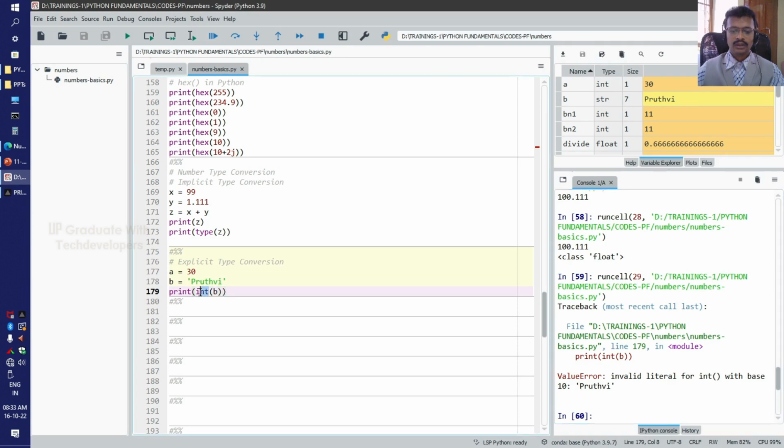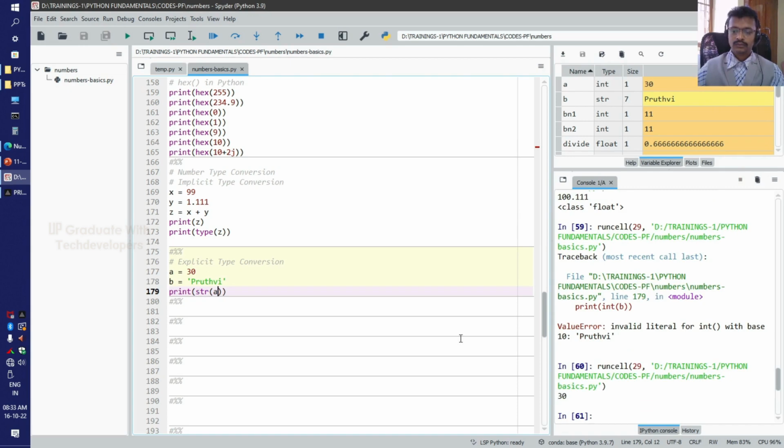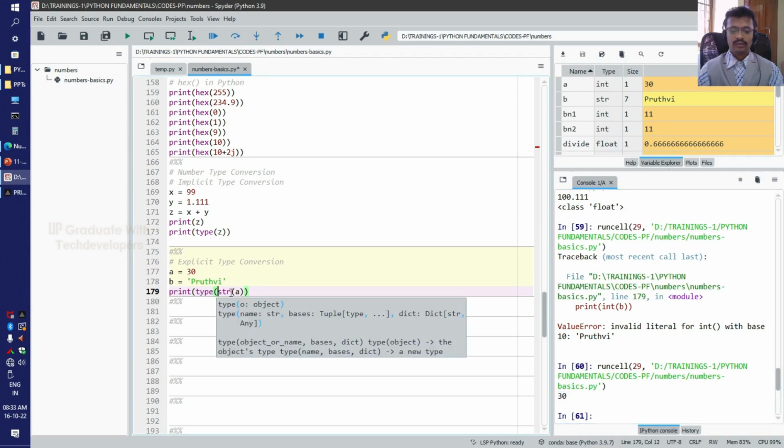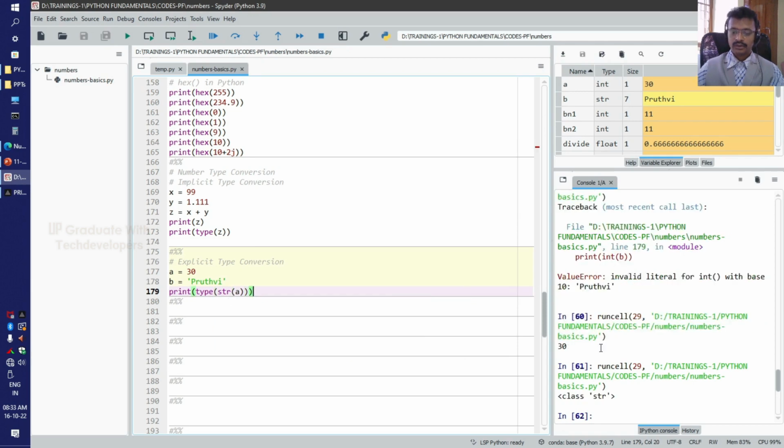So let us use the string function to convert the integer value to a string value. Here the integer value is 30. Yes, 30 has been converted to a string value. Let us see the type of the converted value. Yes, it is of type string.